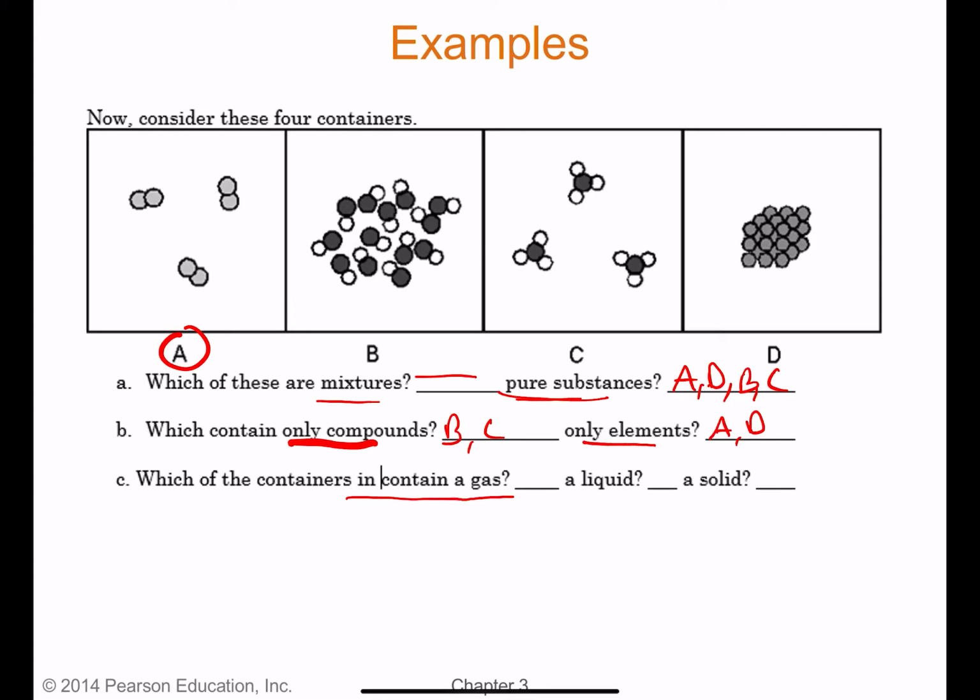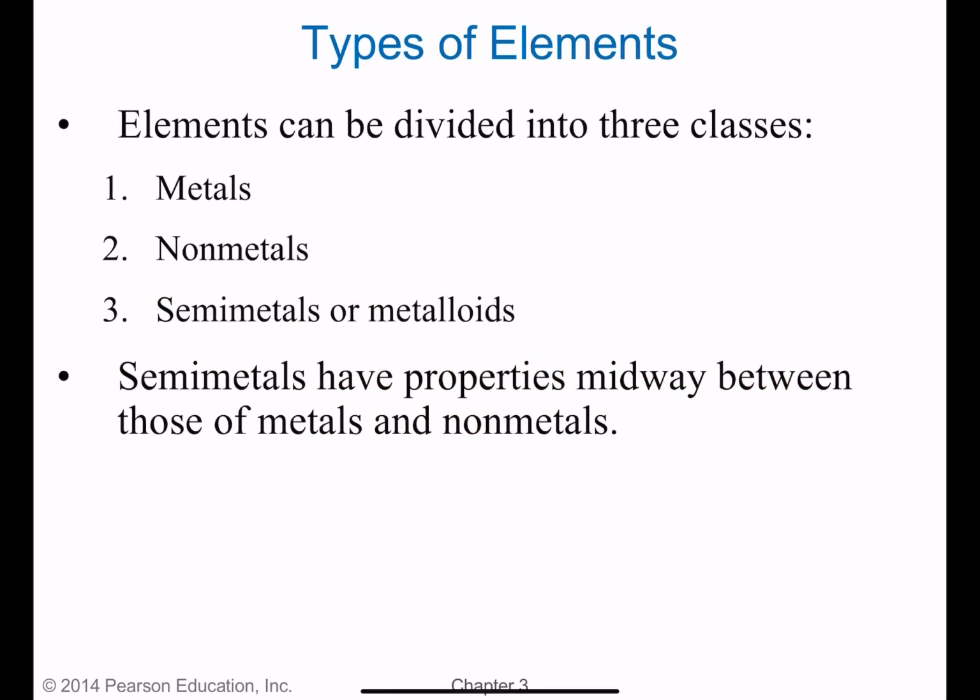Which one of the containers are gas, liquid, and solid? So again, in the very first slide, we talked about how they're typically represented. Solids are very, very closely packed together in a rigid pattern. That looks like what we see with D. Gases, there's lots of empty space between the particles. So that looks like C and A. And then liquid, they're close together, but they don't have a regular pattern. So that looks like B. Okay, so hopefully that was helpful.